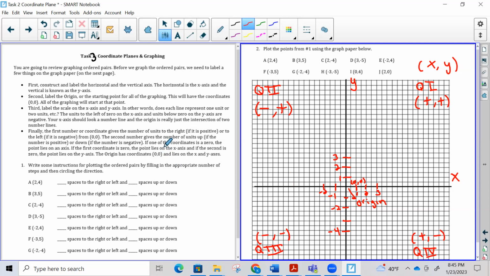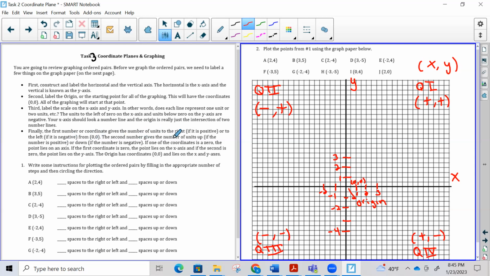Okay. So then it says the units to the left of 0 on the x-axis and the units below 0 on the y-axis are both negative. Your x-axis should look like a number line, and the origin really is just the intersection of the 2 number lines. Then it says, finally, the first number of the coordinate gives the number of units to the right if it's positive, or to the left if it's negative from 0, 0.